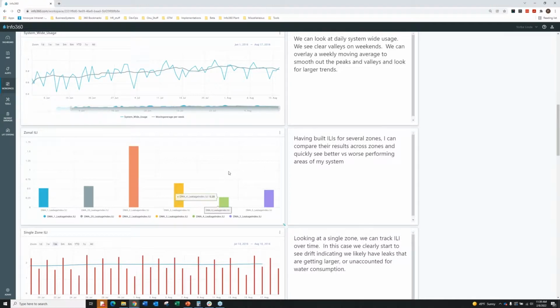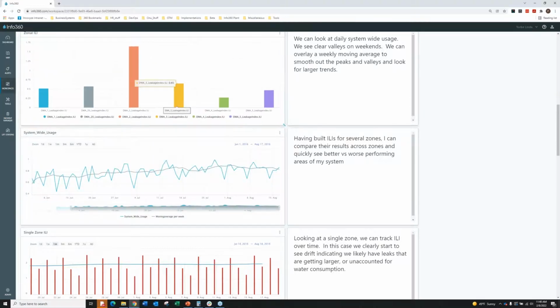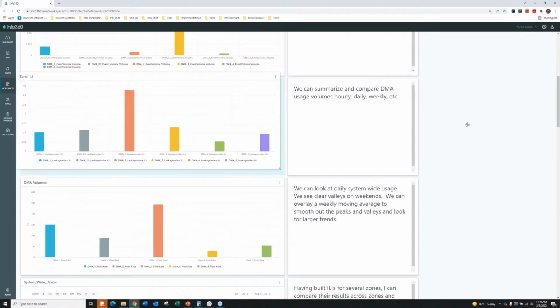So if I want to cross compare zonal leakages, I've pre-built and populated the zonal ILIs using our ILI tool. I can compare results across zones to see better versus worse performing parts of the system. So I have zonal ILIs here that represent leakage indices for the different zones. Now I should have put these two right next to each other. Let me just drag and drop these around real fast.